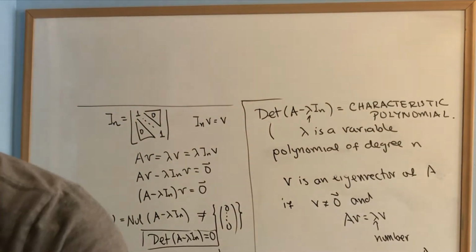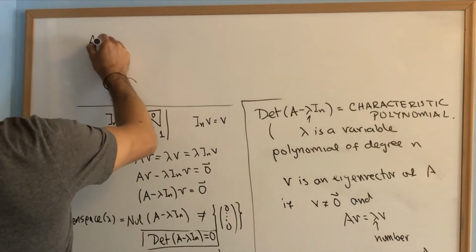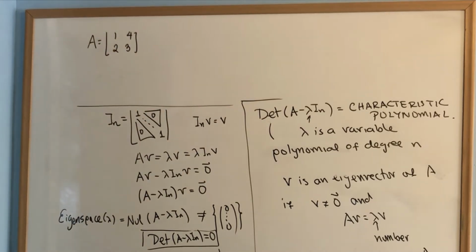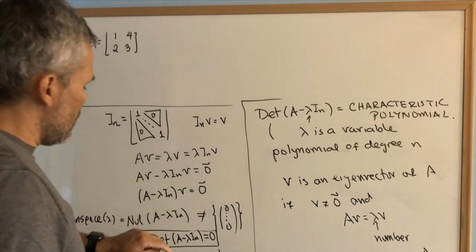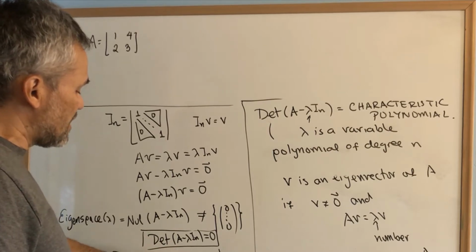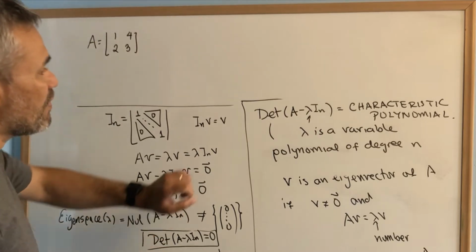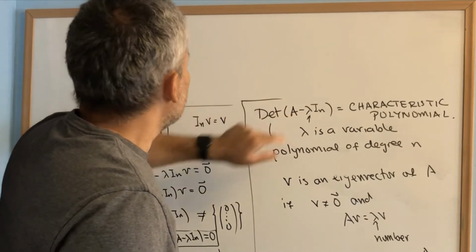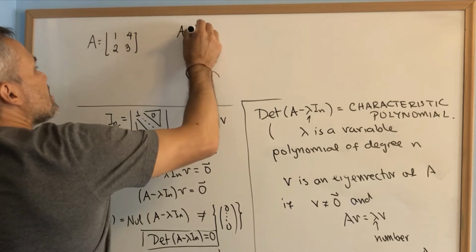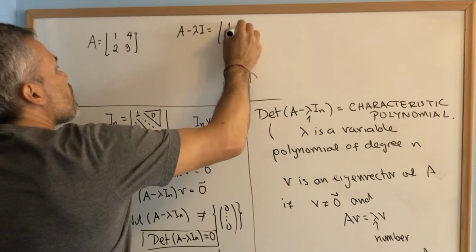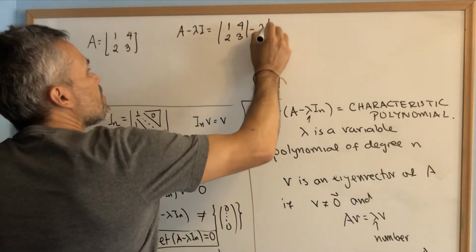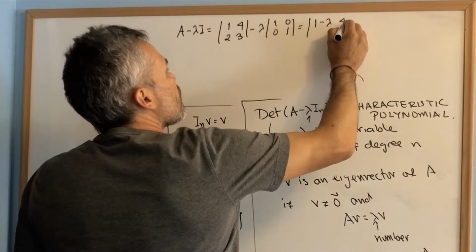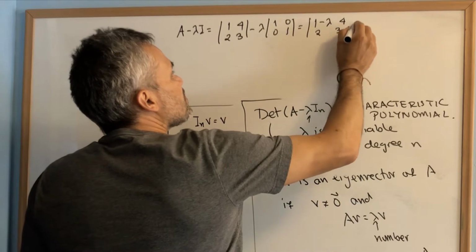Okay, let's do an example. Let's suppose we have the matrix A equal to 1, 4, 2, 3. In order to compute the eigenvalues, we need to find a lambda such that the matrix A minus lambda times the identity is singular, but this is equivalent to finding a lambda such that this determinant is equal to 0. For that reason, we need to compute this determinant. If we do A minus lambda times the identity, this is 1, 4, 2, 3 minus lambda times 1, 0, 0, 1. Then this is the matrix 1 minus lambda, 4, 2, 3 minus lambda.